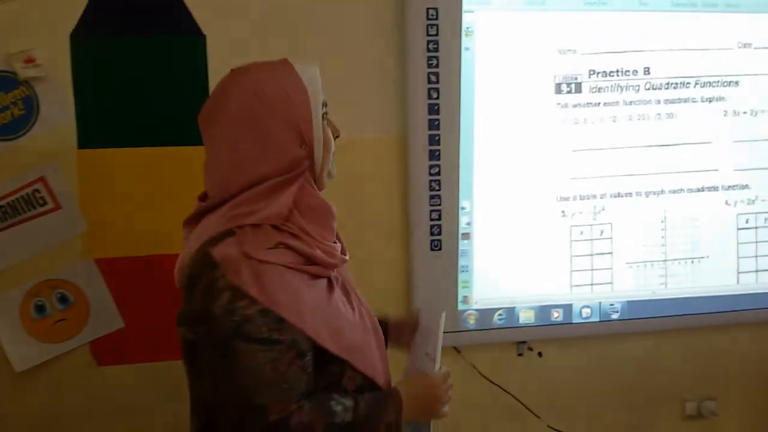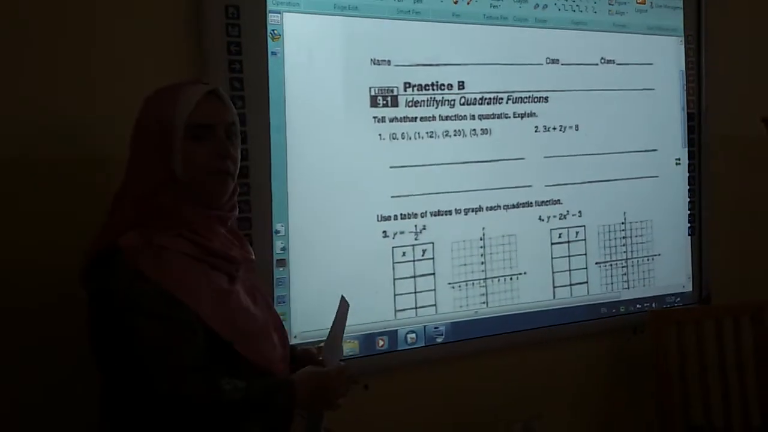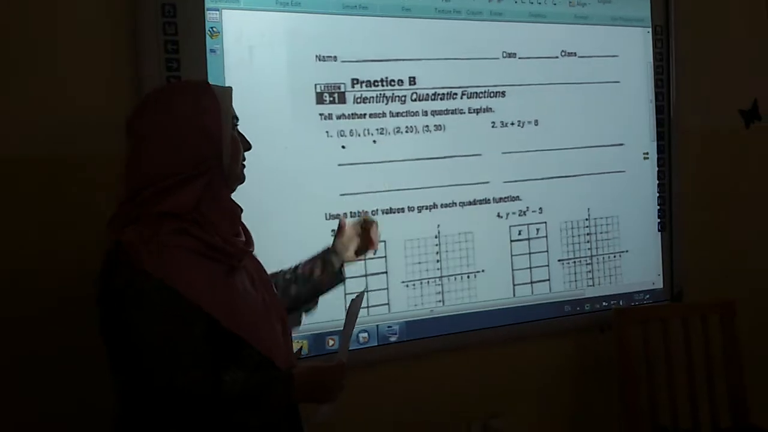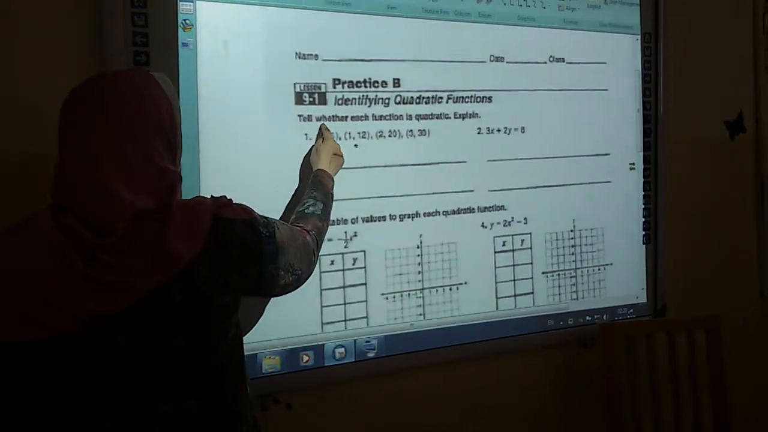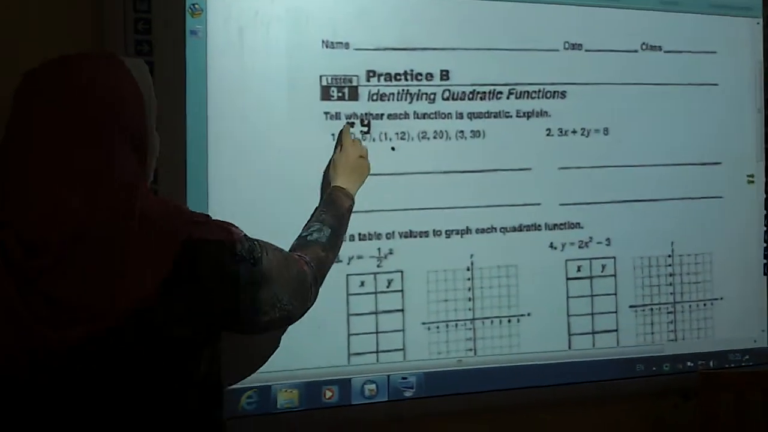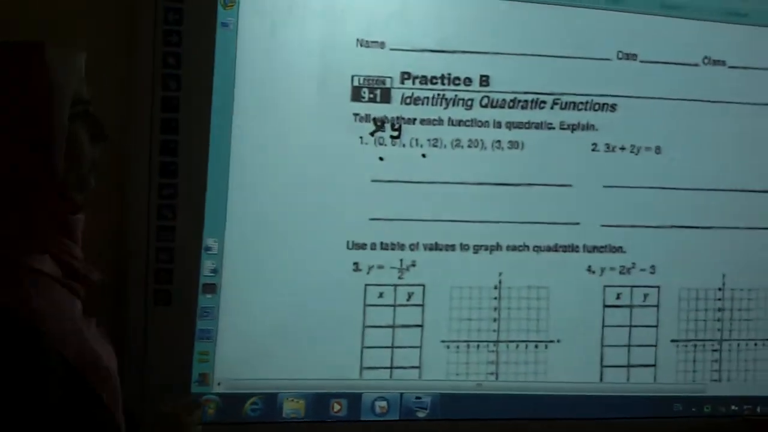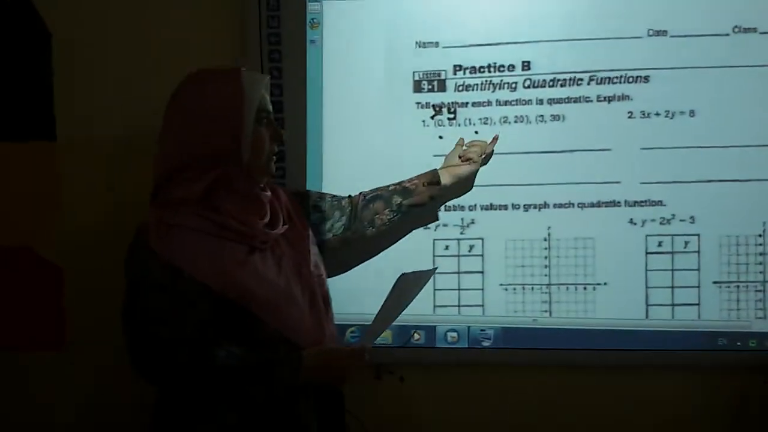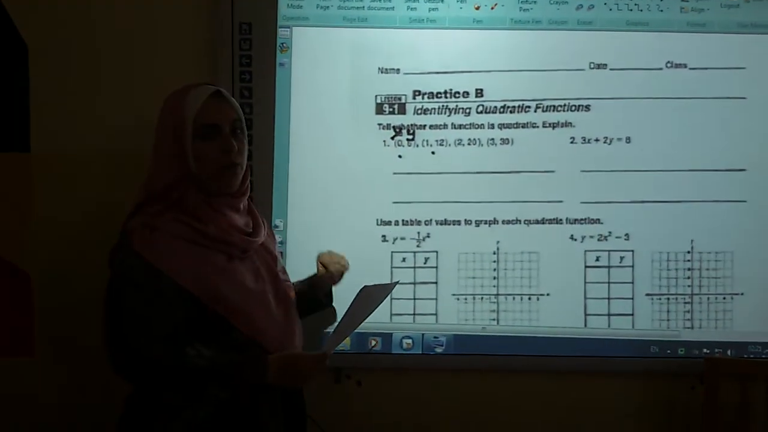Today's lesson is identifying quadratic functions. Now if I have ordered pairs like this, if you remember, this is my x and this is my y. How do we see if this function is quadratic or not?